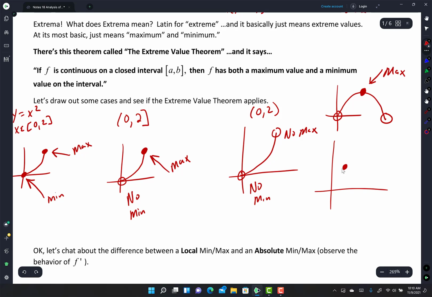One more curveball. Let's see. A horizontal line. And notice that my intervals are closed.